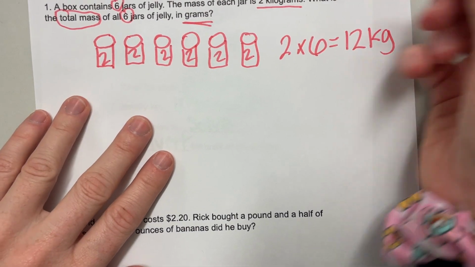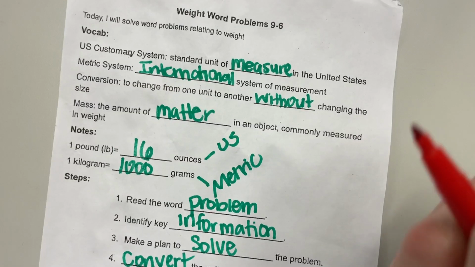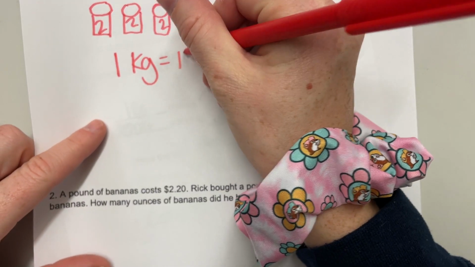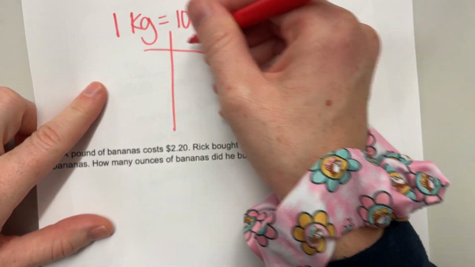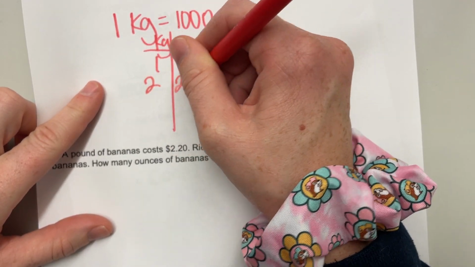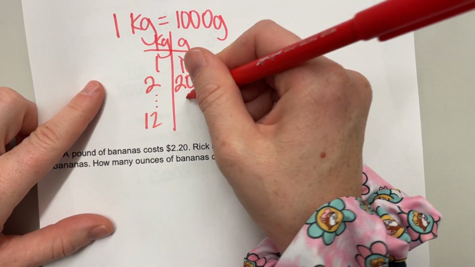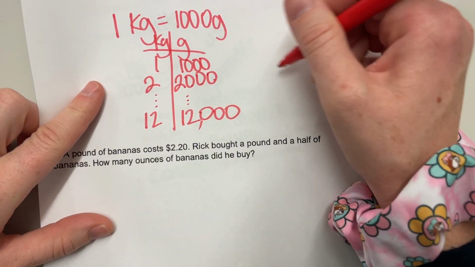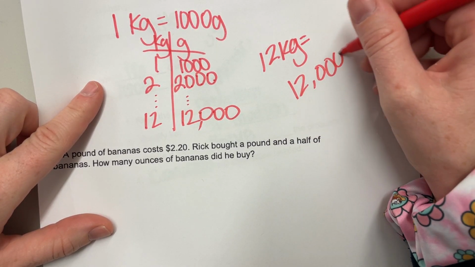And now we have to convert to grams. So 1 kilogram equals... and if you need to use that conversion chart, remember to use it. It is 1,000 grams. So if I was to make my chart, kilograms and grams, 1, 1,000, 2, 2,000. I see that pattern again, so I'm going to go all the way up to 12. And I have 12, and then 1, 2, 3 zeros, so 12,000. So 12 kilograms equals 12,000 grams.